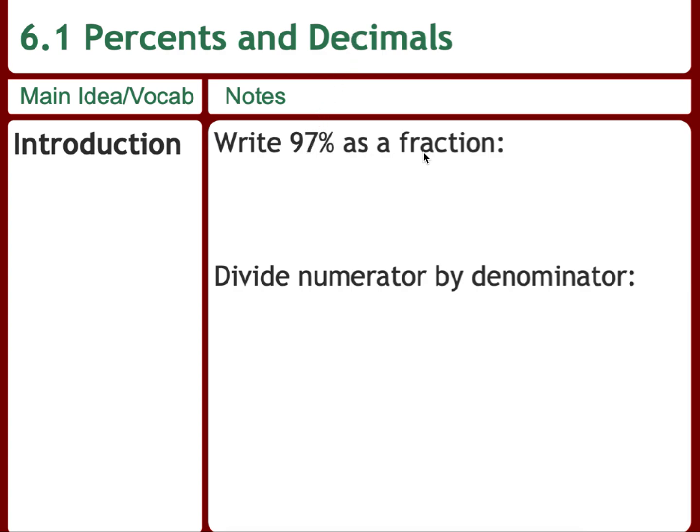And what we're going to do is write it as a fraction first, and then we're going to divide, and that should get us a decimal. So 97%, if you remember from our previous lesson, just means 97 per 100. So 97 over 100. Now remember, fractions are just another way to write division. So I can take this 97 over 100 and do long division. So I have the 97 on the inside, 100 is our divisor.